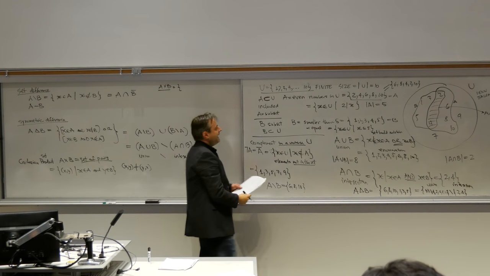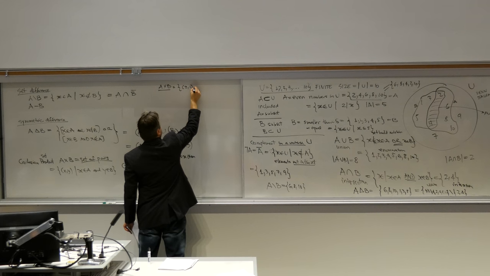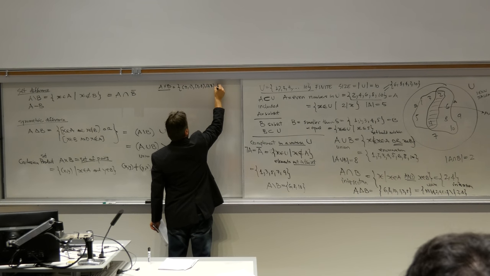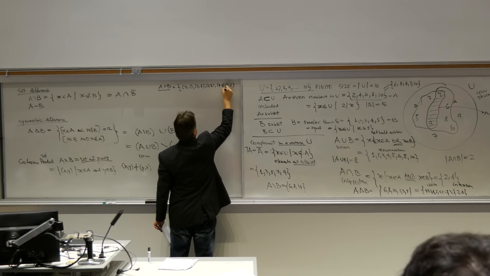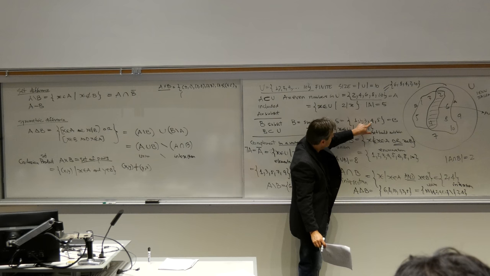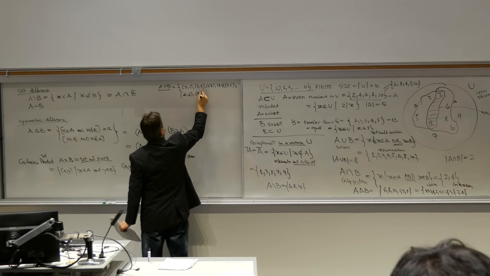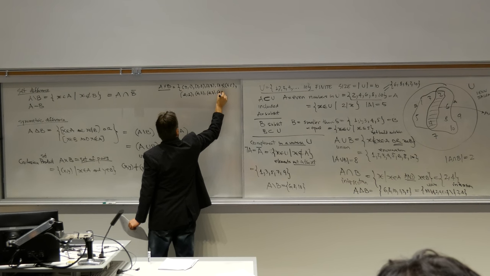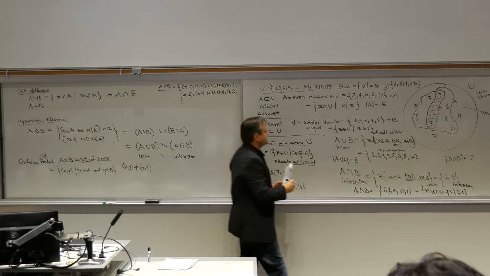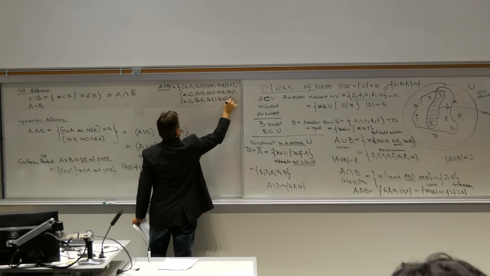What are the pairs? I have to get every element from A paired with somebody from B, right? So what's the first pair? 2, 1, then what? 2, 2, 2, 3, 2, 4, 2, 5. That's all the pairs that use this 2 from A. 2 paired up with 1, 2, 3, 4, 5. Now I move to the next element of A, 4. And I have 4, 1, 4, 2, 4, 3, 4, 4, and 4, 5. And I'm not done. The next element of A is 6. So then I'm going to have 6, 1, 6, 2, 6, 3, 6, 4, 6, 5.